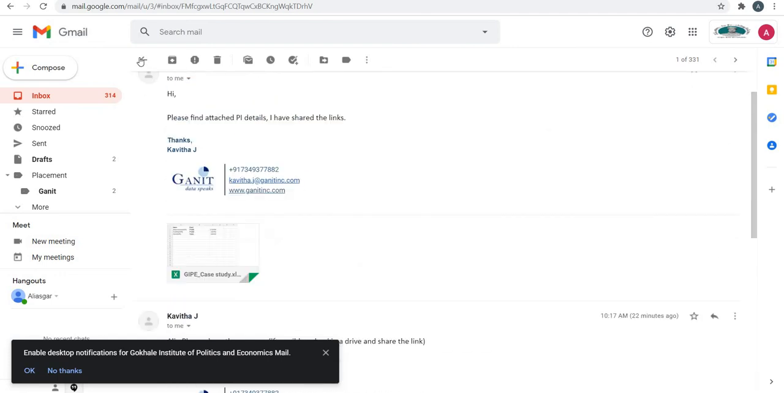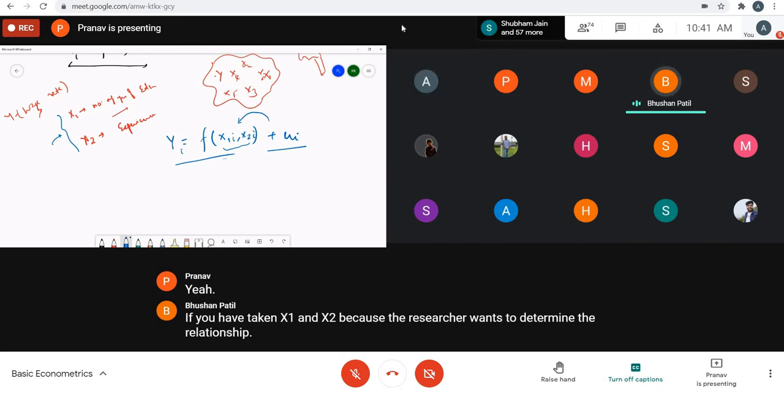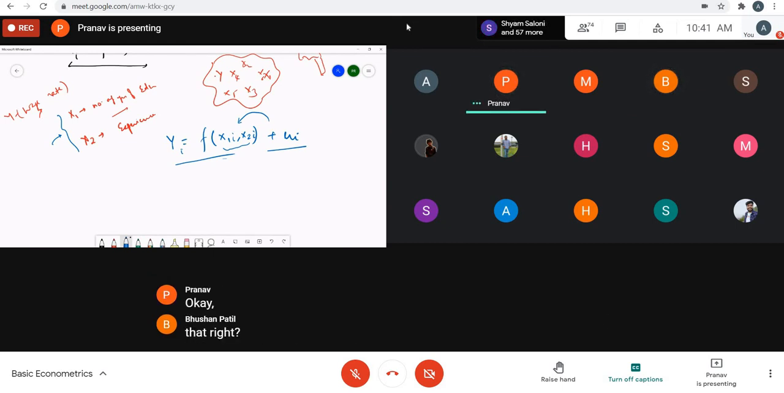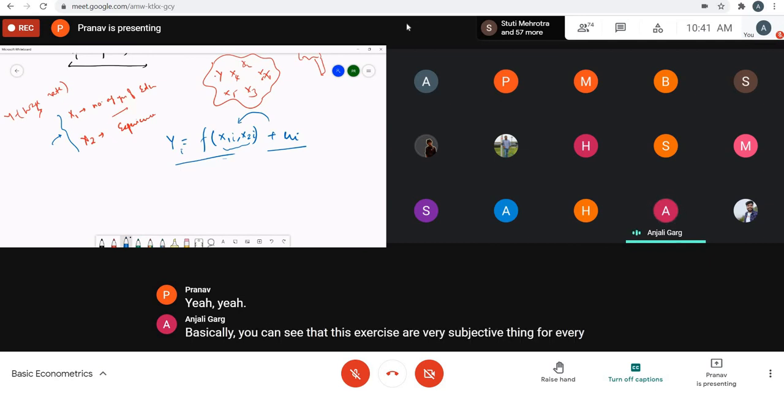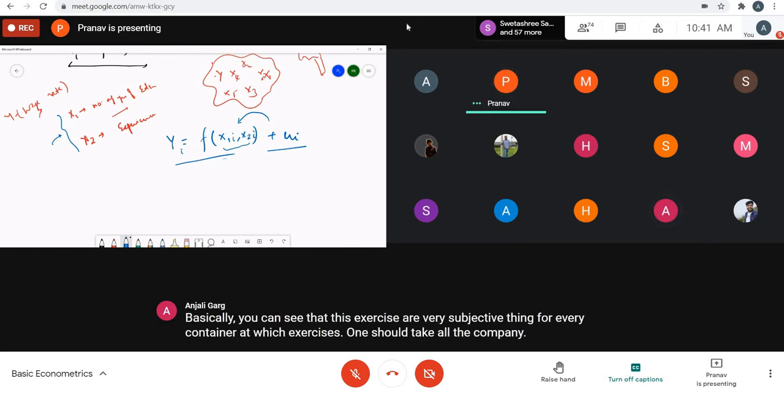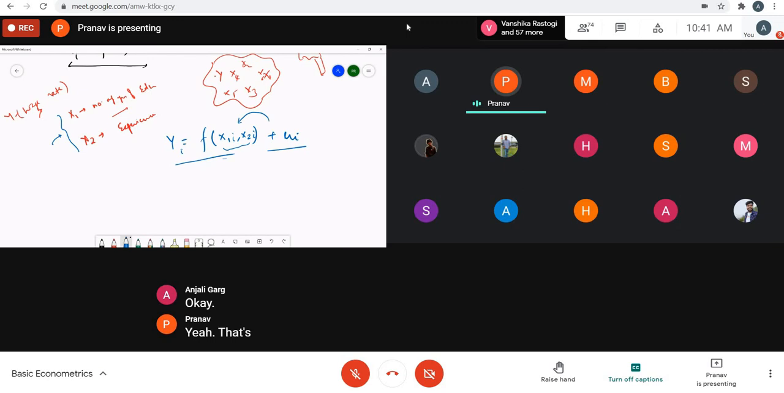Sir, if you have taken X1 and X2 because the researcher wants to determine the relationship, how does Y change when only X1 and X2 change, not other variables? He's deciding that. Correct. Thank you. So rest all the variables. Yeah, so basically we can say that these exercises are very subjective for every company, no? Like which exercise one should take or which company takes. Correct. That's what I'm saying, that these exercises depend on the research conducted by the researcher.